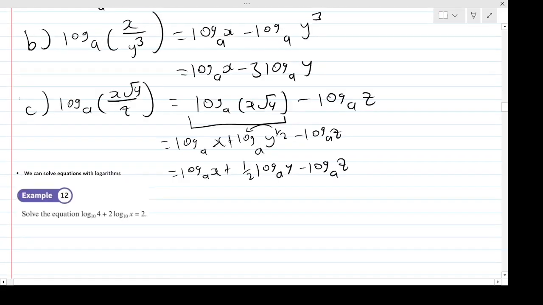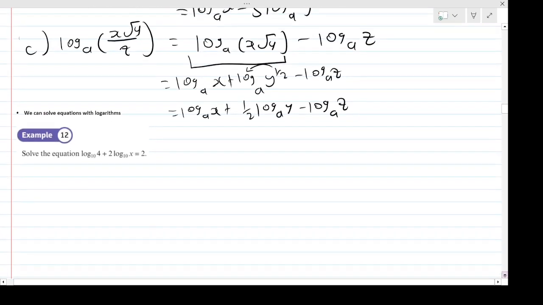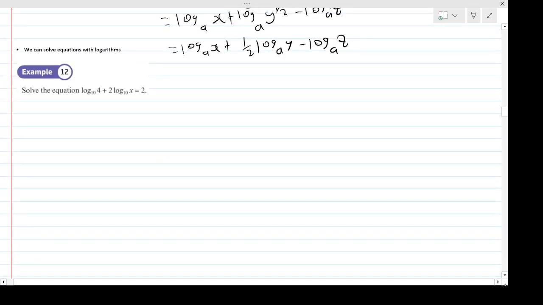Cool. So hopefully you're starting to get a bit of a gist now, sort of a groove for using these log laws. Okay, and also we can solve equations using logarithms, using these log laws as well. So if we've got an equation involving logs, we can solve it now using log laws to simplify it.